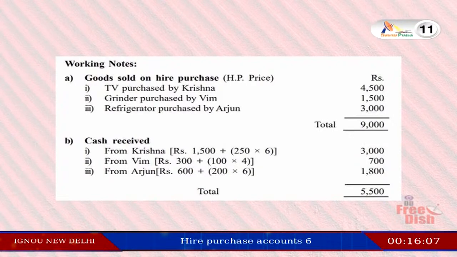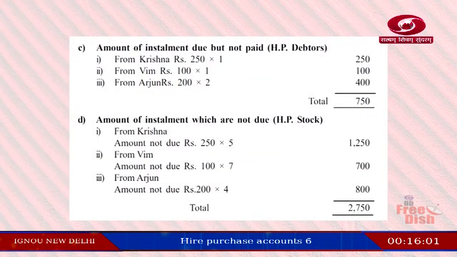So let's see how we have calculated this. Amount of installment due but could not be paid: Krishna could not pay one installment of rupees 250, so 250 multiplied by 1, 250. Vim also could not make one installment of rupees 100, so he didn't pay rupees 100. Arjun did not pay 2 installments of rupees 200 each, so he didn't pay 400. So total amount which was not paid is 750. So here we can go back: 750 by hire purchase debtors.